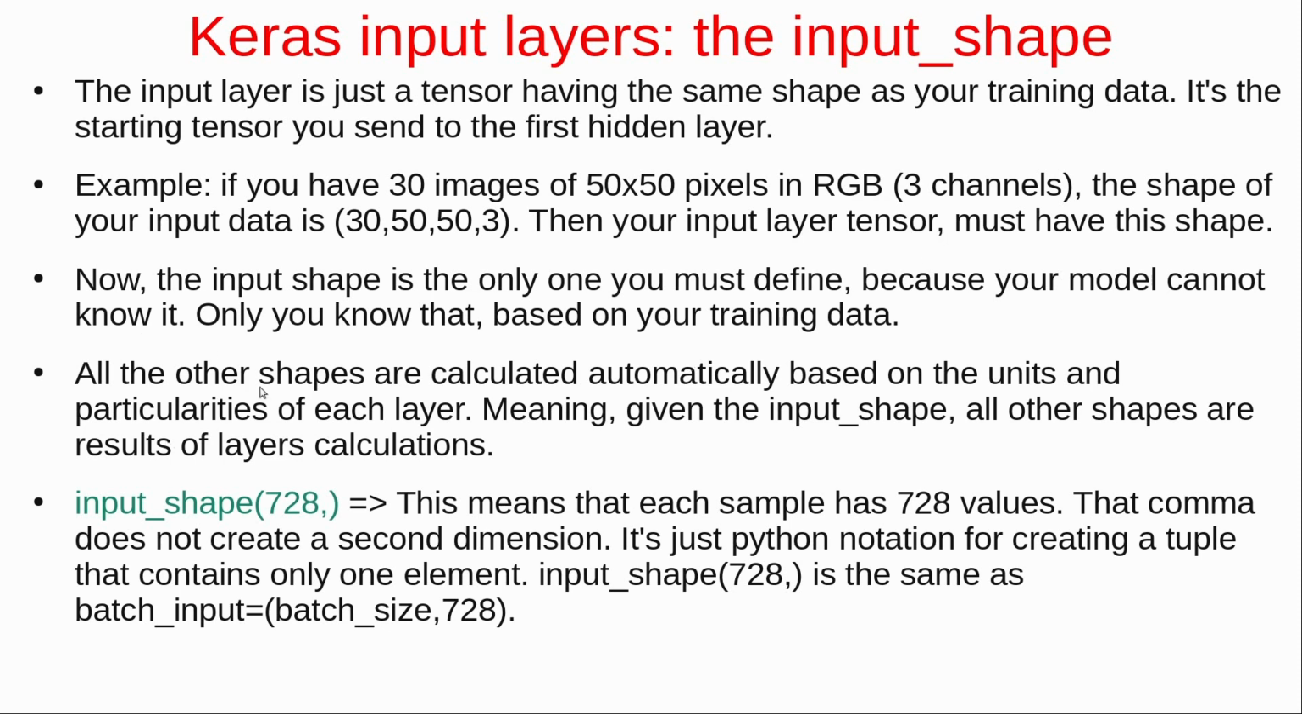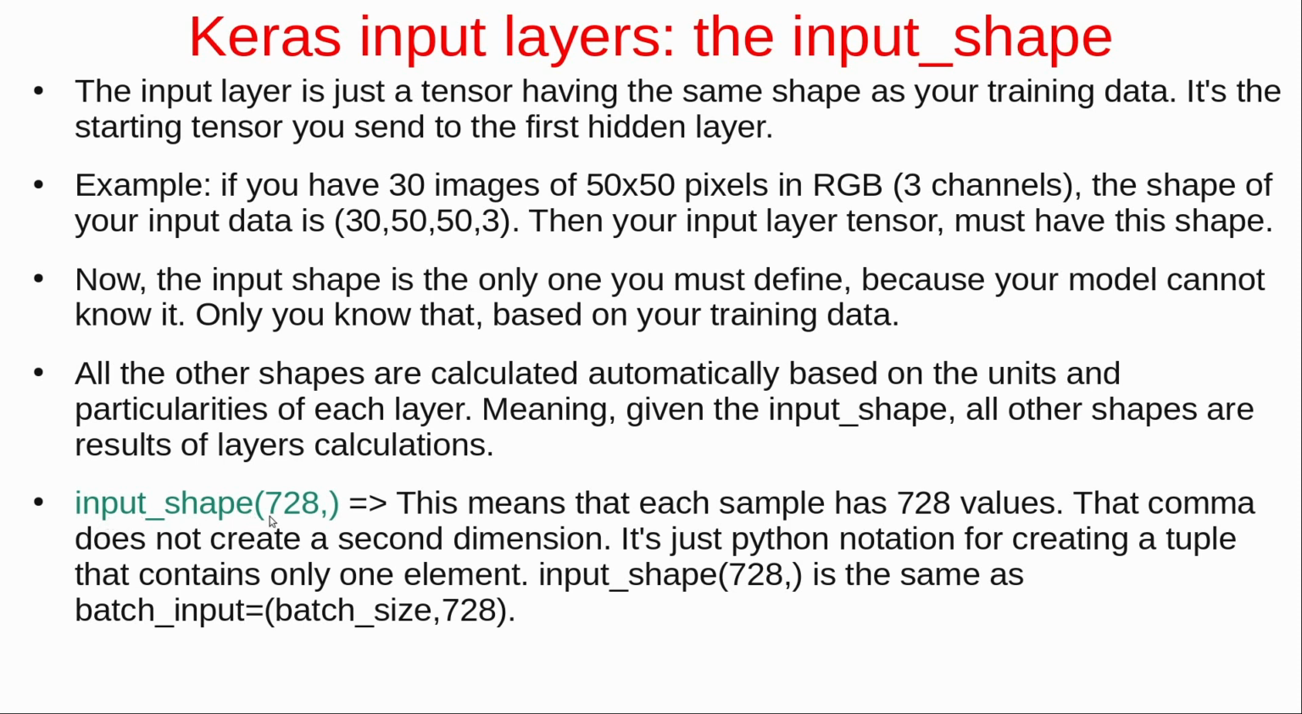Now the input shape is the only one you must define, because your model cannot know it. Only you know that as a data scientist, based on your training data, and that's why you have to input that at the first stage of your model. All other shapes are calculated automatically based on the units and particularities of each layer, meaning given the input shape, all other shapes are results of layer calculation.